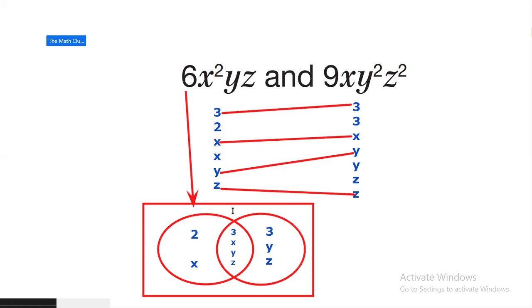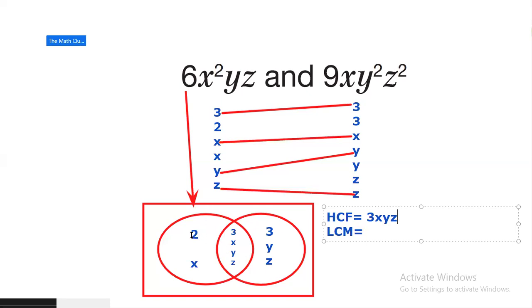Now, after finishing the Venn diagram, I can find the HCF and LCM. First, I'll write HCF here and LCM. So basically, HCF means multiplying the ones in the middle. So HCF will be 3xyz. This one is HCF. And the LCM means multiplying everything together. So let's multiply everything together.